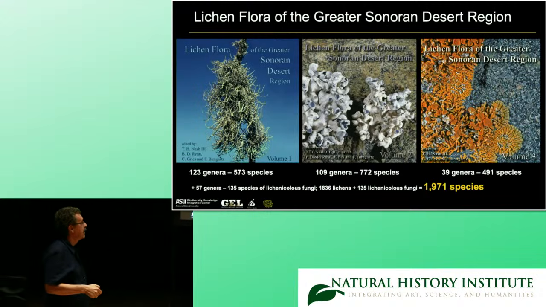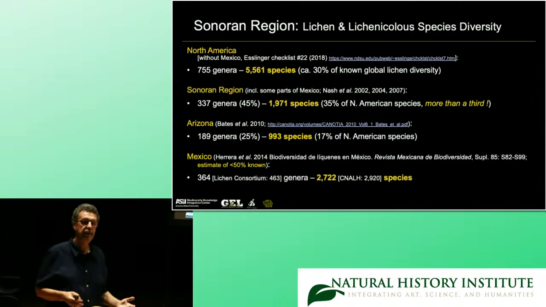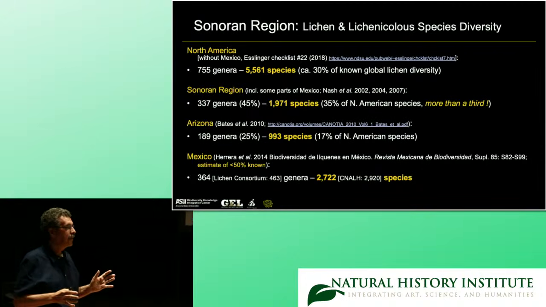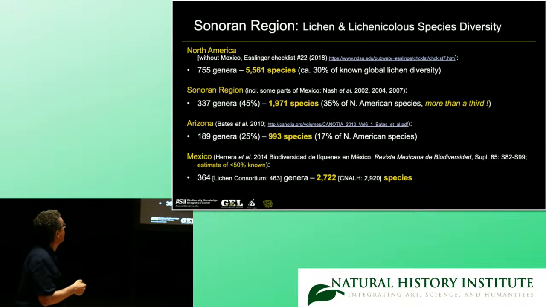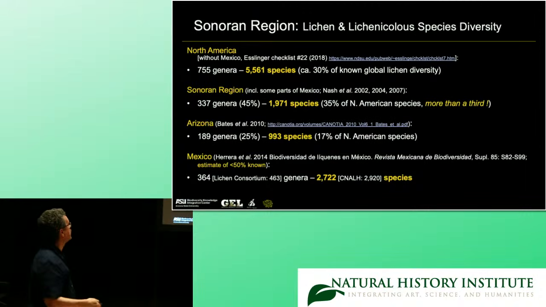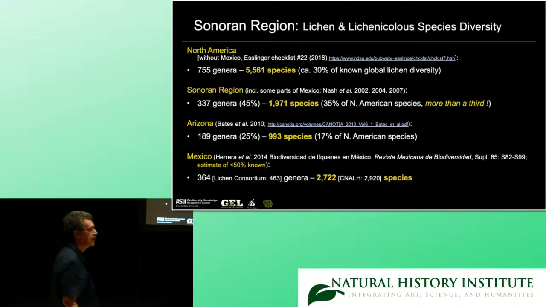And there are almost 2,000 species known from that region, which means that it's about a third of the lichens known from North America. And so here's North America. That Esslinger checklist has about 5,000, getting closer to 6,000 now, species. The Sonoran region has about 2,000. In Arizona, we have about 1,000. And in Mexico, we have only 2,700.